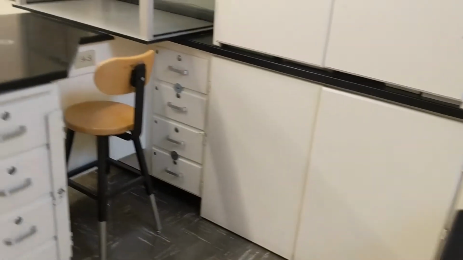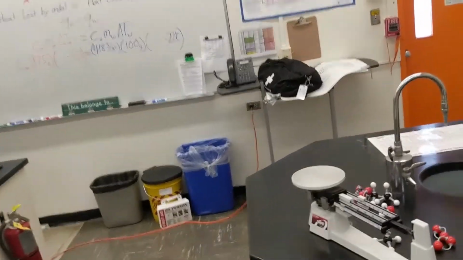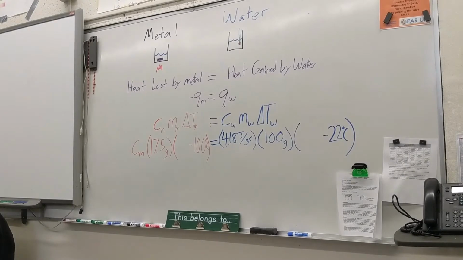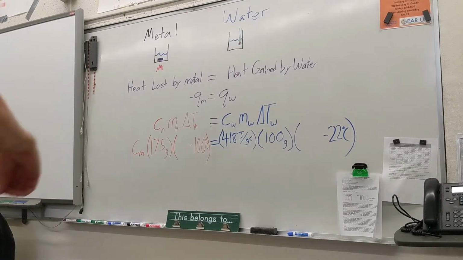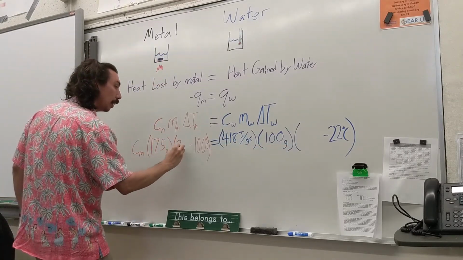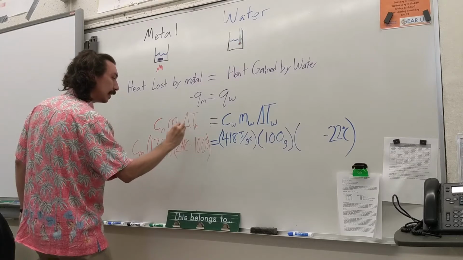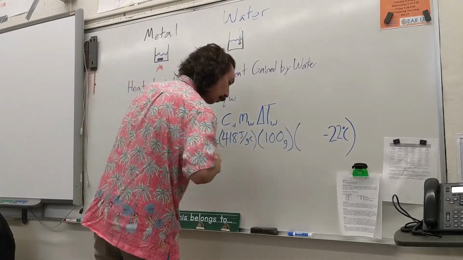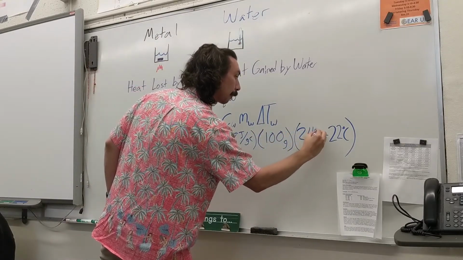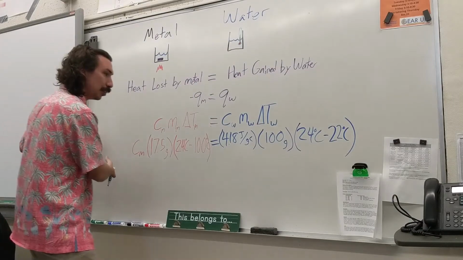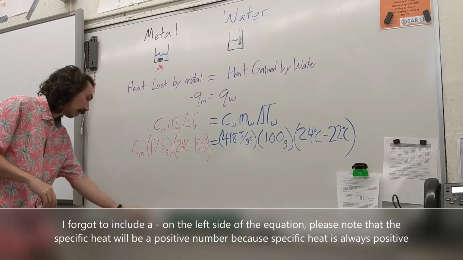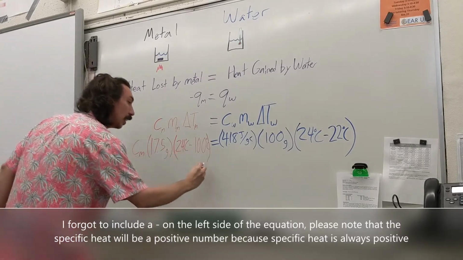It looks like 24 degrees Celsius was the warmest it got. So we're going to use that as our final temperature for both our metal and for our water. For the metal, 24 degrees Celsius, and for our water, that went up to 24 degrees Celsius. Now you can do all the math here, and we're going to solve for our specific heat of aluminum.